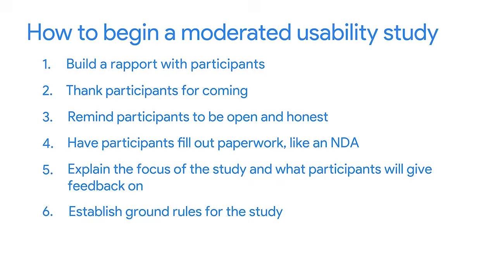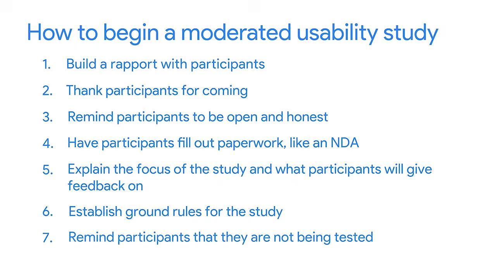Now it's time to establish the ground rules for the study. For example, you might want participants to use the think aloud method, meaning you want them to explain what's on their mind while they're doing it. This is the time to let participants know what you'd like them to do and give them specific examples of how, for instance, a think aloud might work. Also, remind participants that they are not being tested. There are no right or wrong answers to any of the questions you ask.